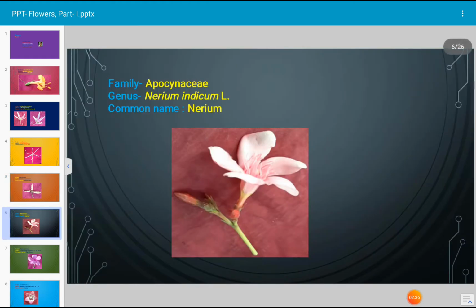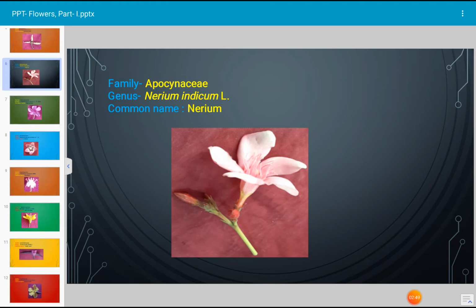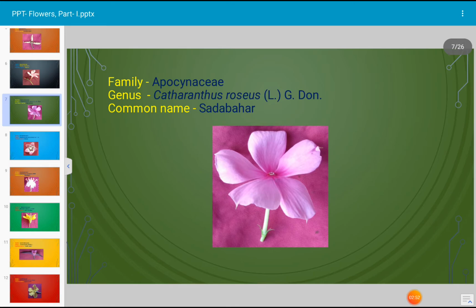Next. This is the flower of Nerium indicum. Its common name is Nerium, and it is a member of family Apocynaceae. Next. This is the flower of Catharanthus roseus. It is a very common, important medicinal plant, commonly called Sadabahar because it produces flowers throughout the year. Its family is Apocynaceae. On the basis of the flower, we can identify the plant.